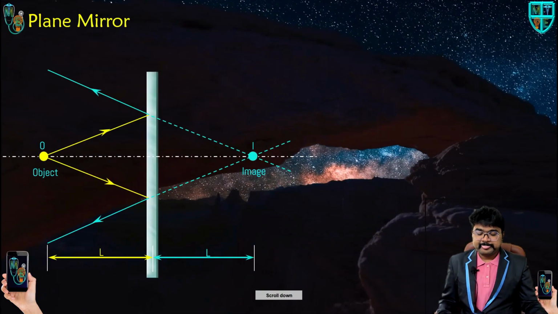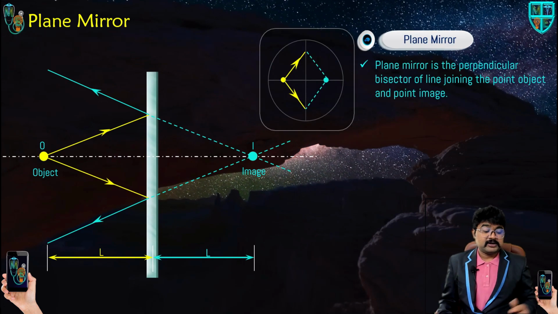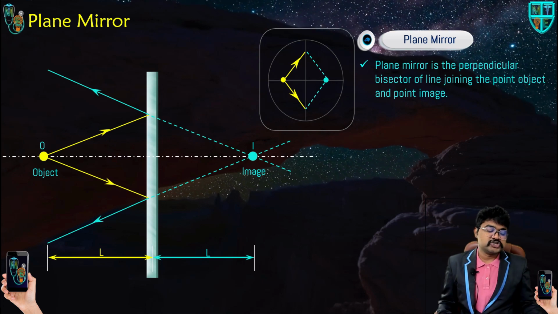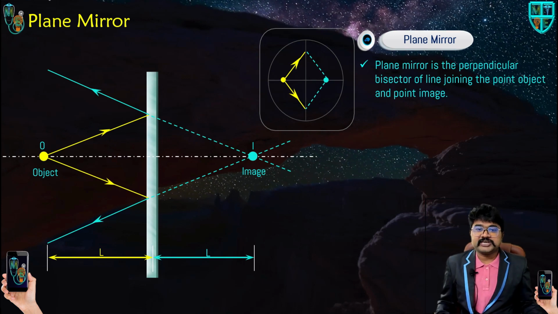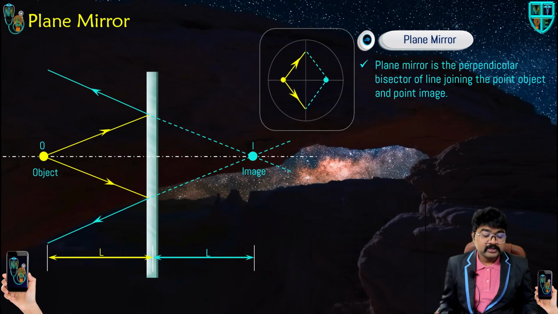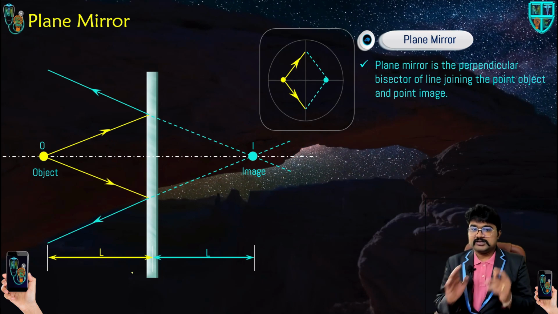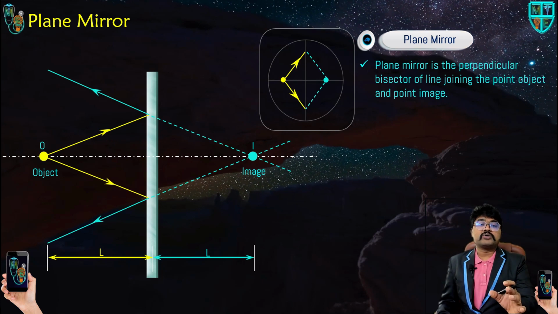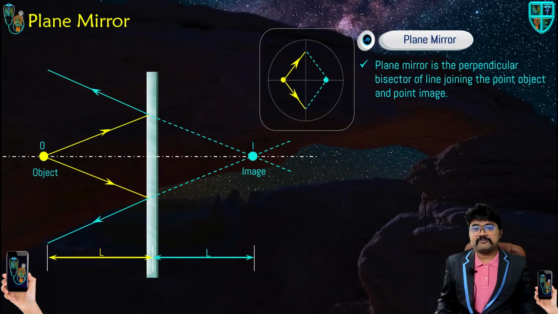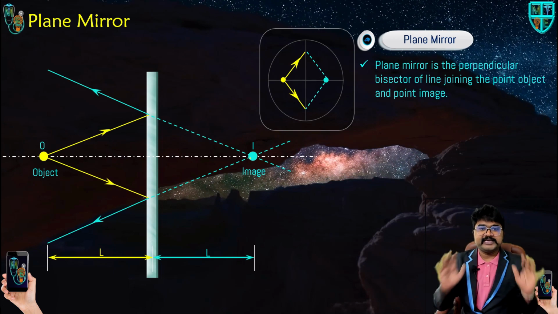See this, this is the thing. A plane mirror is the perpendicular bisector of the line joining the point object and the point image. It is a very, very important point. The plane mirror is the perpendicular bisector of the point object and point image.